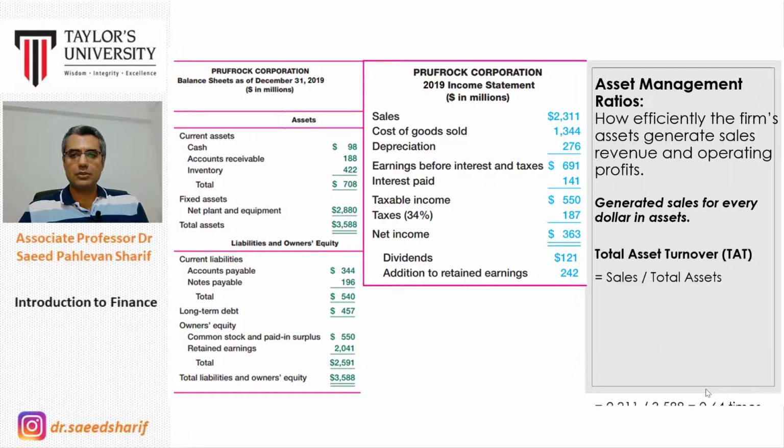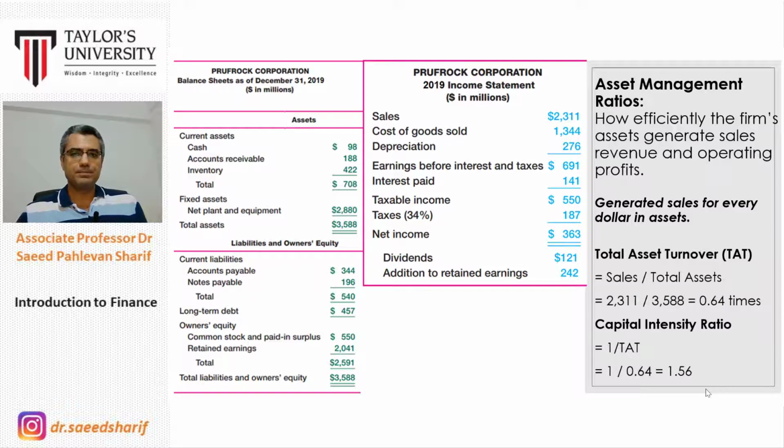And there is another ratio, again in the asset management ratios, and this measures the generated sales for every dollar in assets, and this is called total asset turnover. You divide sales by total assets. Sales, of course, you can find in the income statement. Total assets, you can find in the balance sheet. So you get 0.64 times. This means for $1 in assets, your company can generate 64 cents in sales.